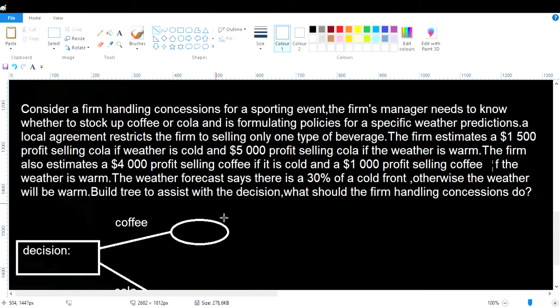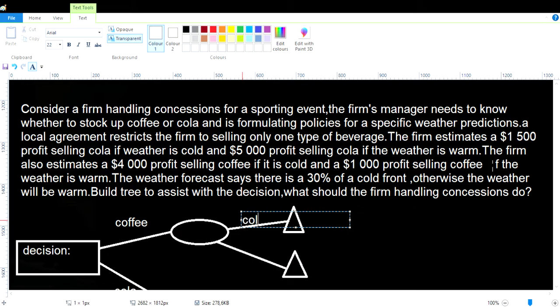And then let's check the profits. We're going to make profits depending on the weather, whether it is cold or warm. Since we're going to make profit depending on the weather, here I'm going to write cold, then here warm.